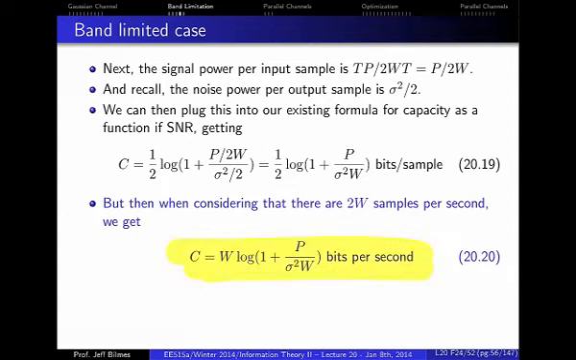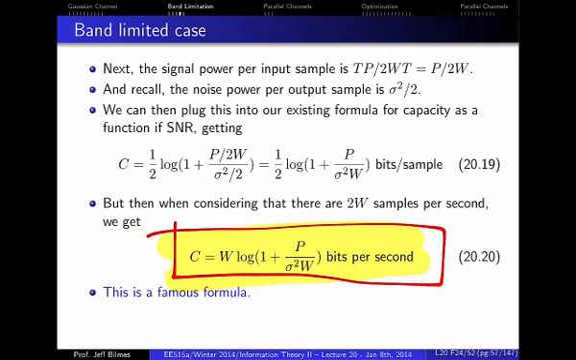So it's W, which is the bandwidth, times log of 1 plus P over sigma squared W. So that is this famous formula that you see all over the place, the classic, famous information theory formula.